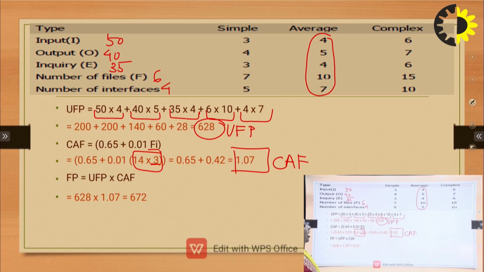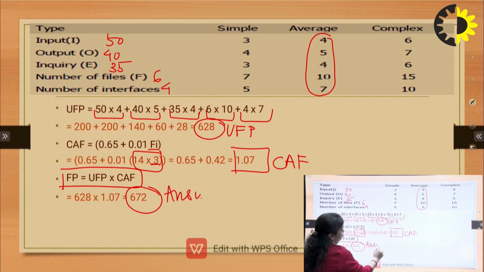Once I have done this, my final aim was to calculate the function point, which is nothing but UFP into CAF. So UFP I have got here 628 into 1.07. So I get the answer as 672. So this is how we apply this in our questions.